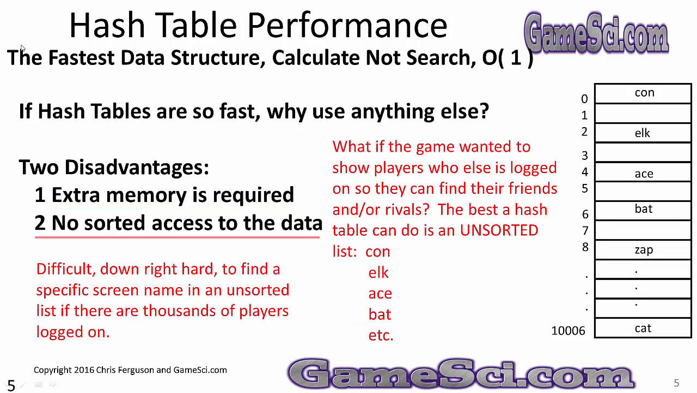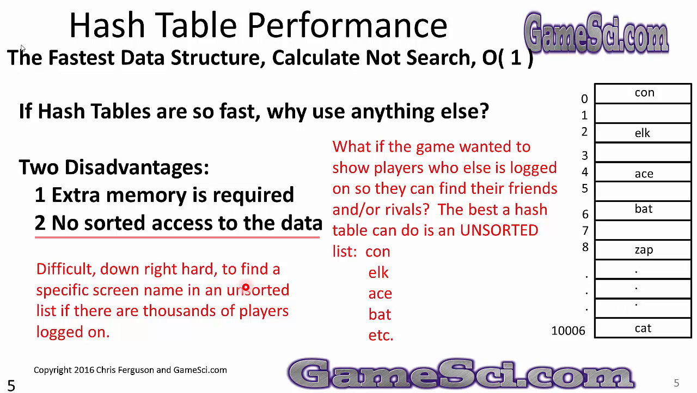Number 2, disadvantage. No sorted access to the data. What if the game wanted to show players who else is logged on so they can find their friends or their rivals? If you've played an online game, you want to know if your buddy is online at the same time. The best a hash table could do in showing you the list of the players logged on is to give you an unsorted list. It could say, I can tell you that con, elk, ace, bat, etc. are logged on. And if you notice, it's just going down in order of this array.